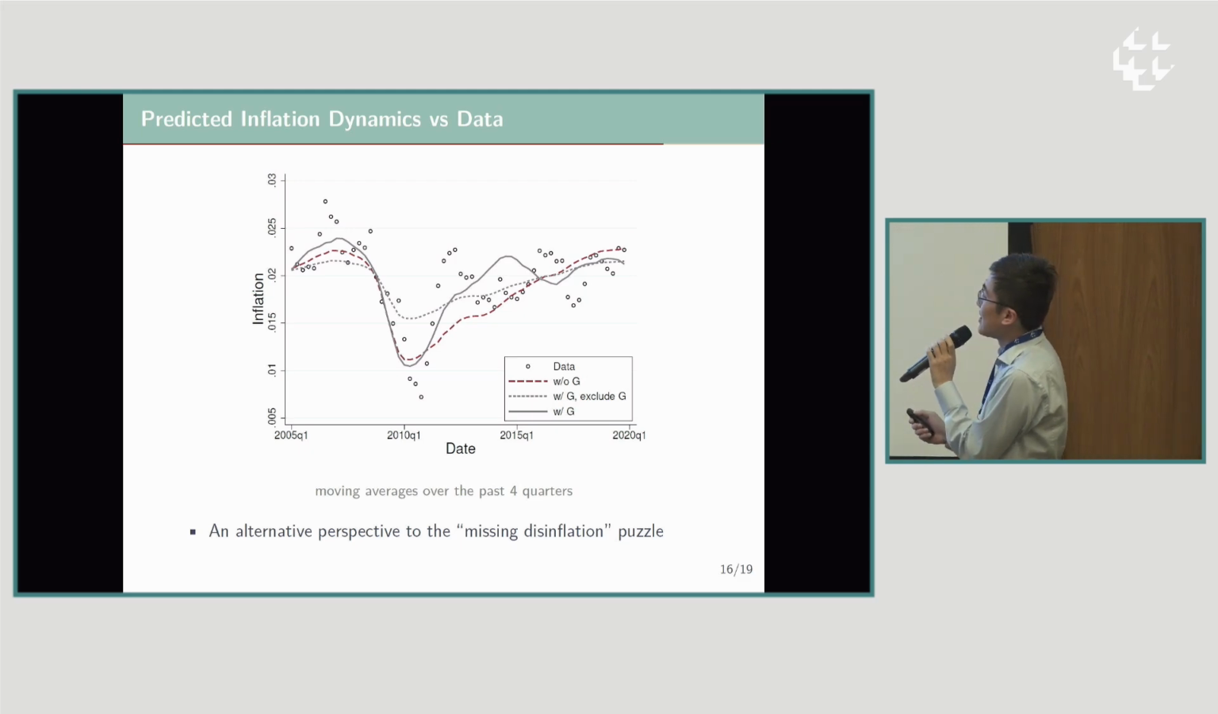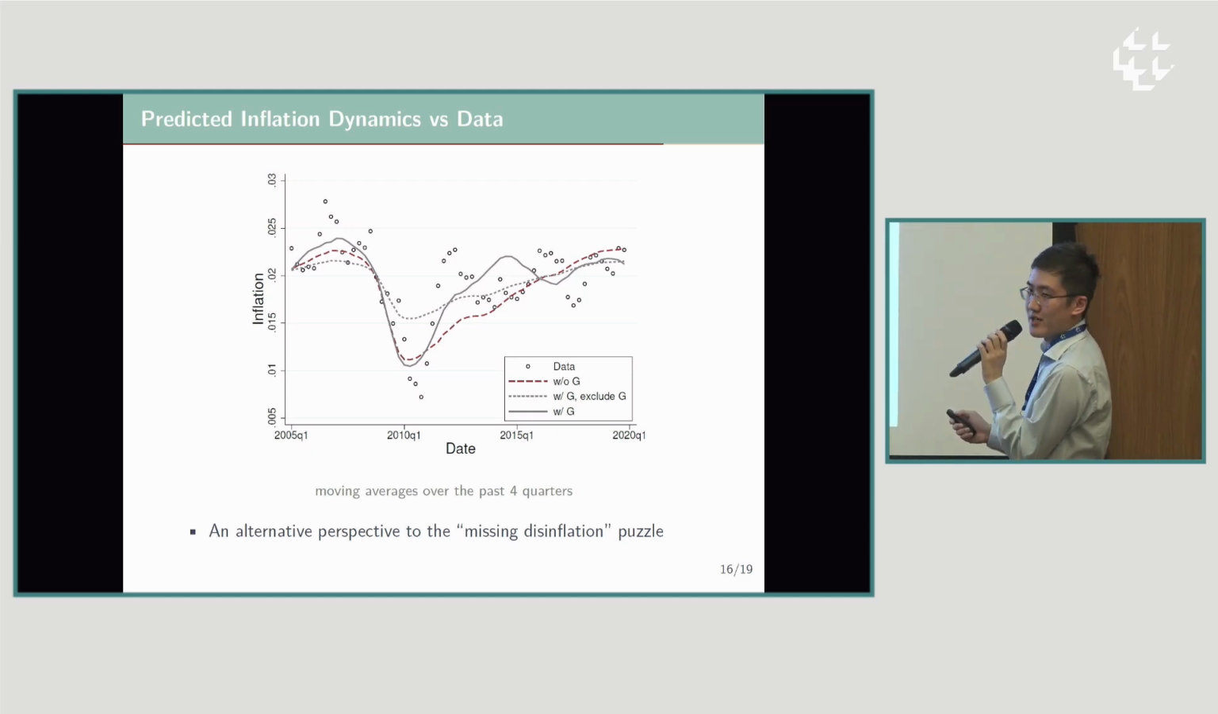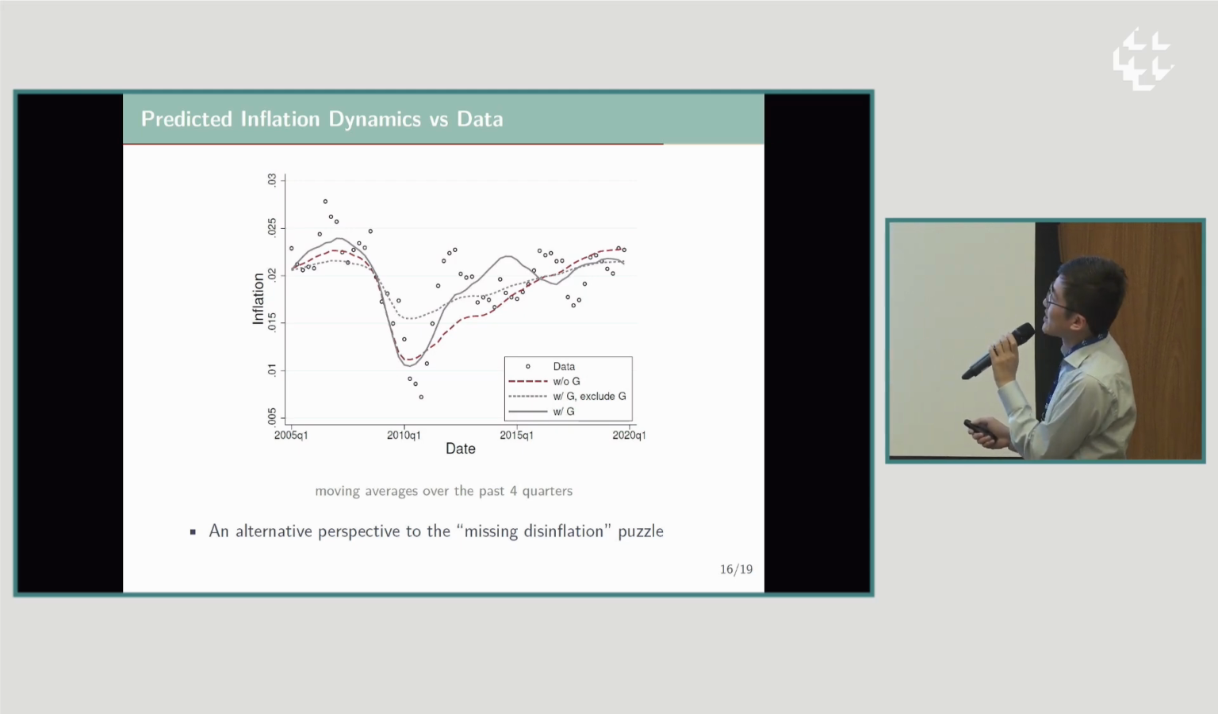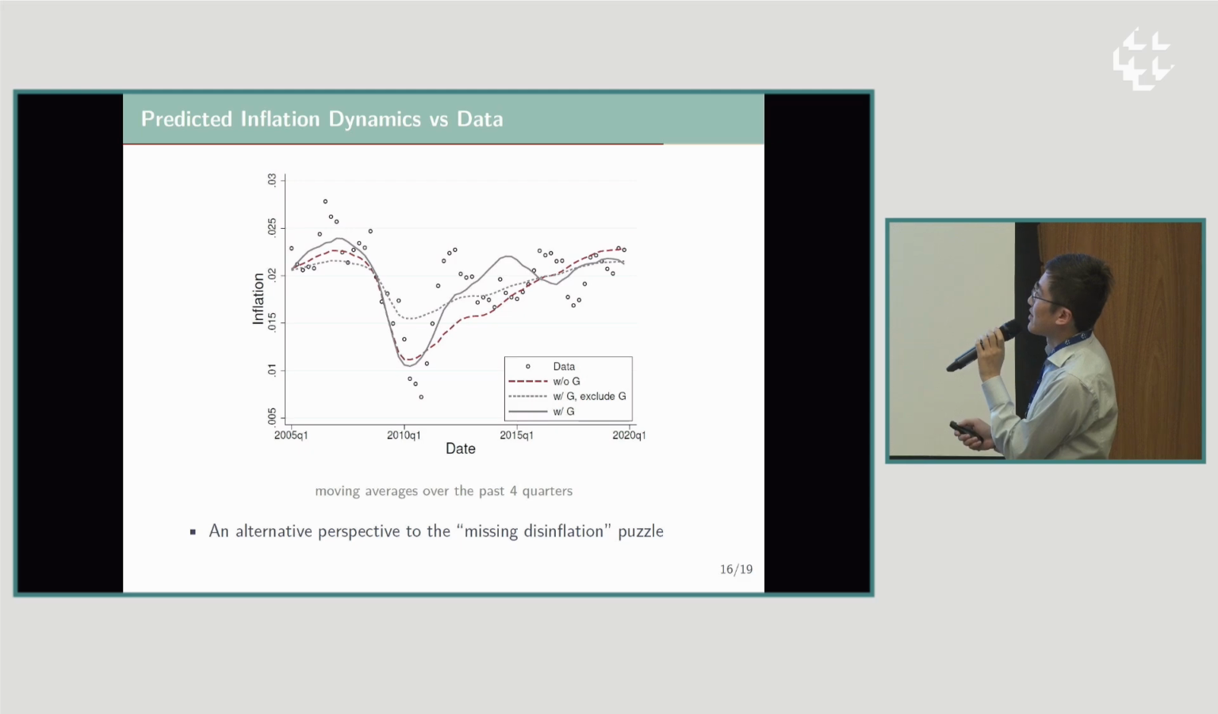So the red line is the case without including G into the Phillips curve estimation, which is what the literature did. You see that with the red line, it's close to the drop. But when the data recovers to about 2%, the predicted inflation is much lower, about 1.5%. So this is what we regard as the missing inflation puzzle as argued in the literature.